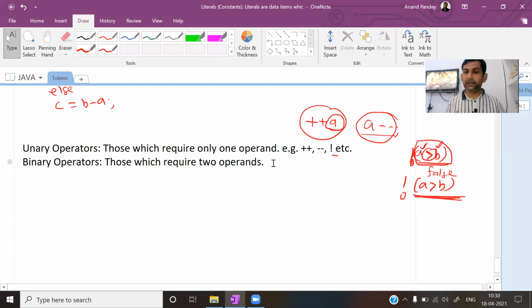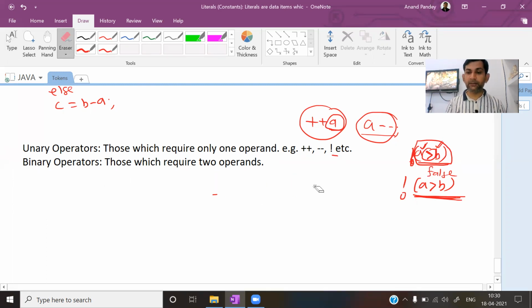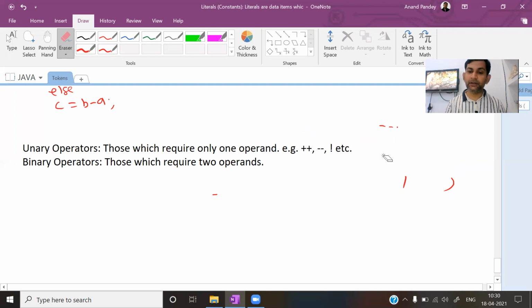There are many examples of binary operators: plus, addition, subtraction, greater than, less than. Plus requires two operands. A is greater than b requires two operands. So all are examples. Most of the examples are of binary operators. So unary operators and binary operators are many, but the ternary operator is only one, keep this in mind. There are many unary operators, there are many binary operators, but the ternary operator is only one. So that operator was simply named the ternary operator.